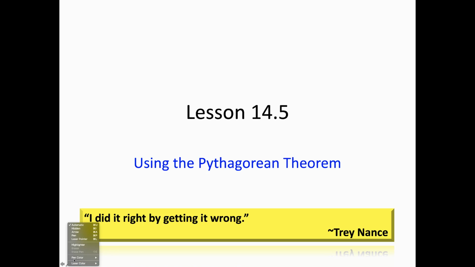Hey everybody, it's Mr. Odom, and today I am going to cover lesson 14.5. We've talked about the Pythagorean theorem in lesson 14.3, and now we're going to use the Pythagorean theorem to find distances between points in the coordinate plane. So let's get started.